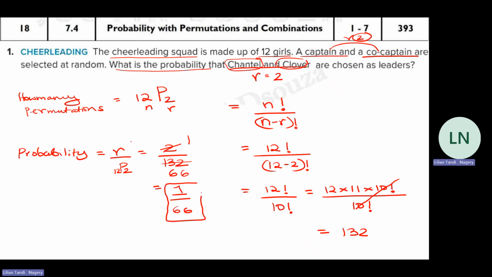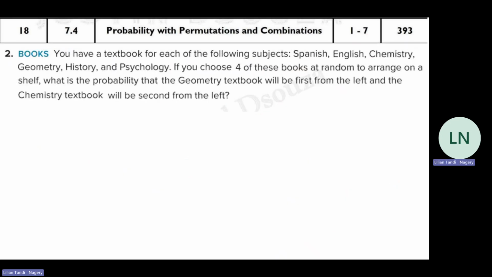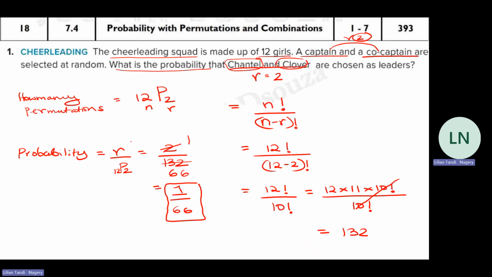That's your answer. You can leave it as a fraction. You can change it to a decimal. You can also change it to a percent. Now how did I know here that this was permutation? Because here order mattered. You needed a captain and a co-captain. So that's how I knew this was a permutation.